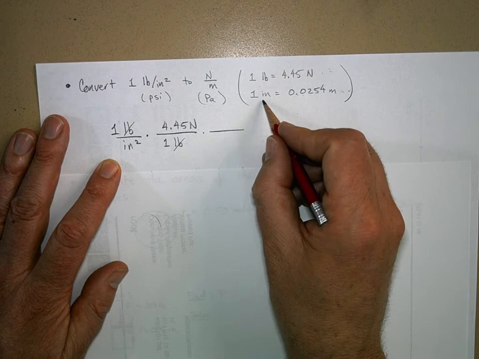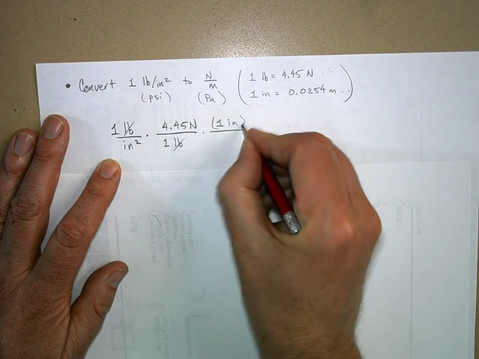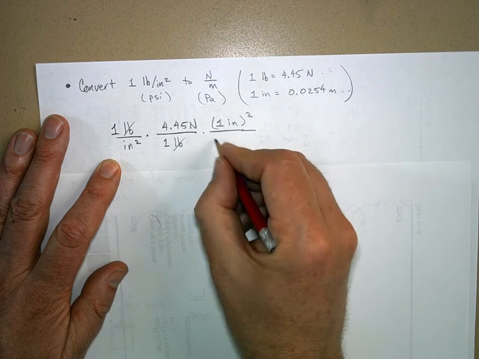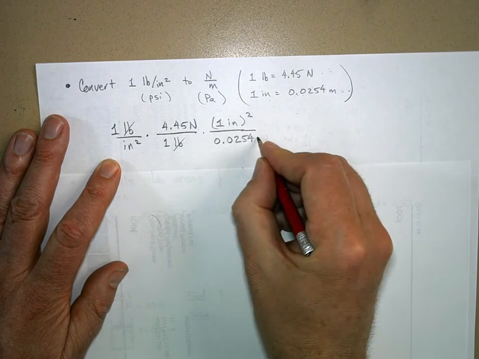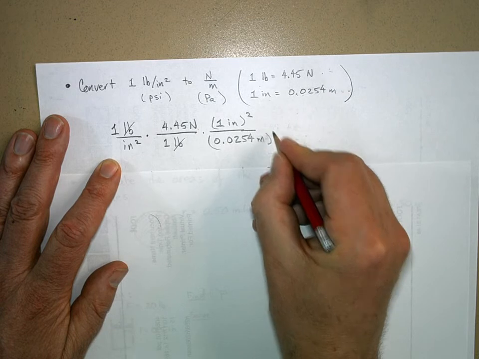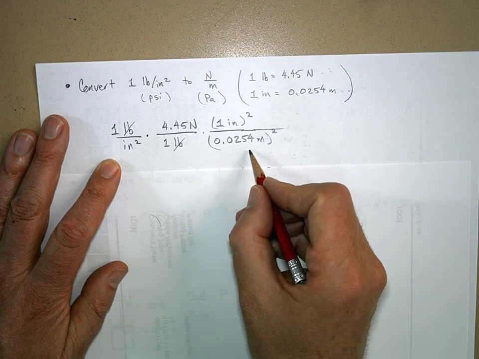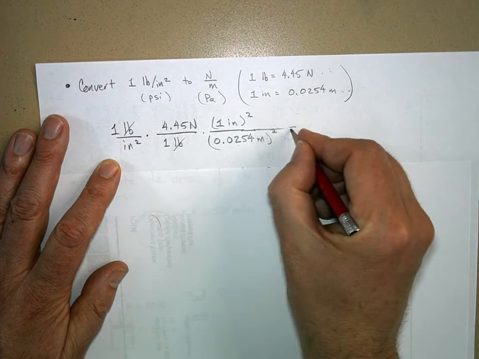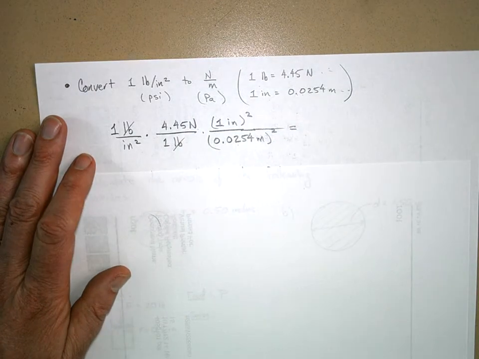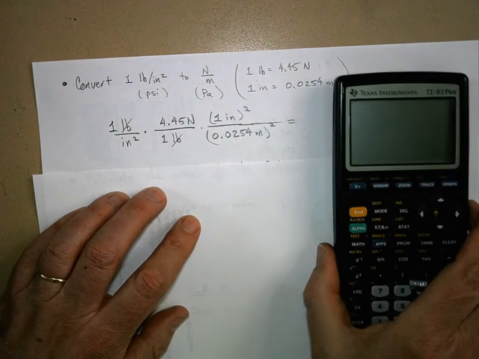Well, 1 inch squared is equal to 0.0254 meters squared. And when you square a small number like this, you get a really small number. And when you divide by a really small number, you're going to get a really big answer. So let's see what it is. Let's get our calculator out.